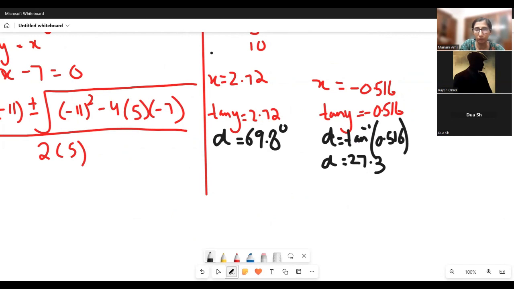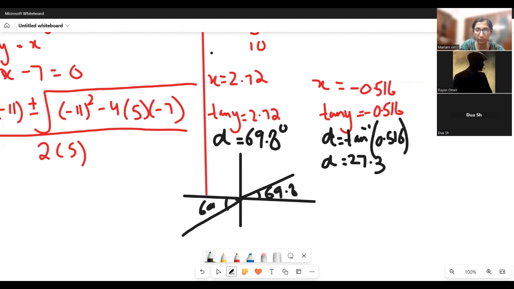So now let's plot these. Tan is positive in the first quadrant and in the third quadrant. So 69.8 and 69.8. One of the answers would be this, and the other answer would be this. So the two values of y are 69.8 and 180 plus 69.8, which is 249.8.